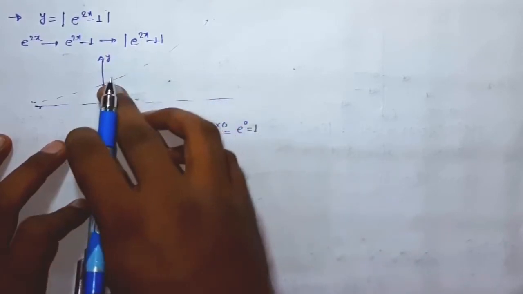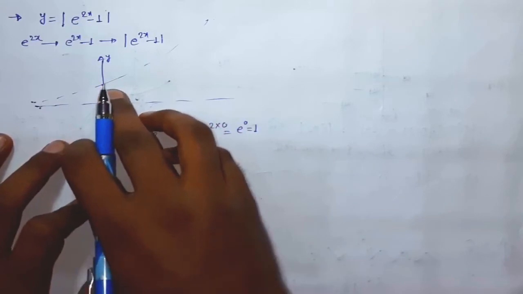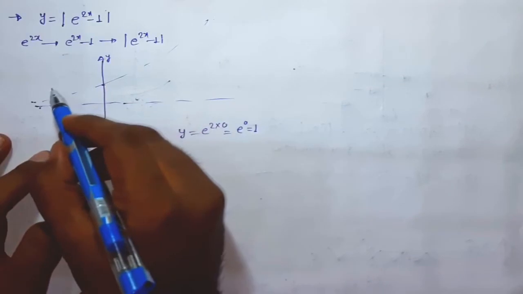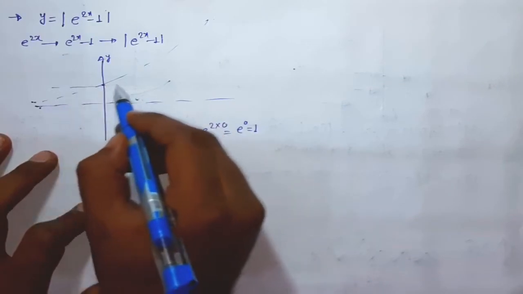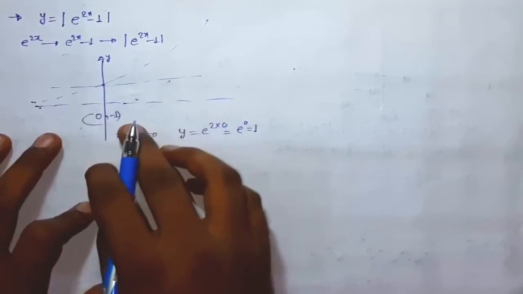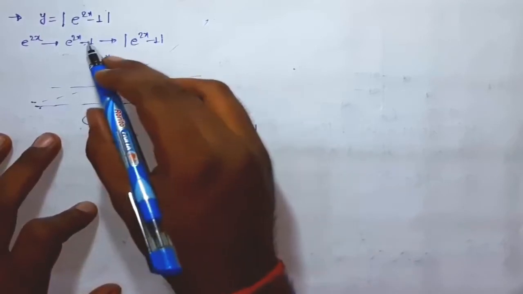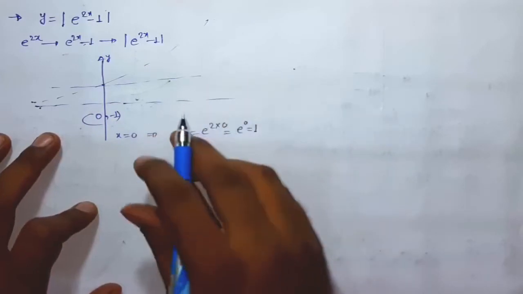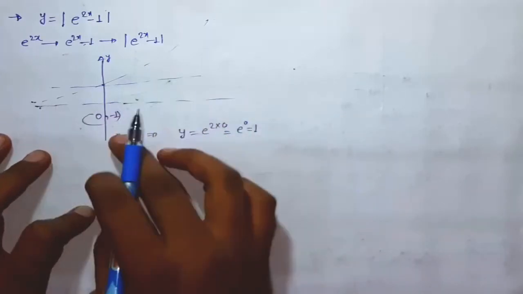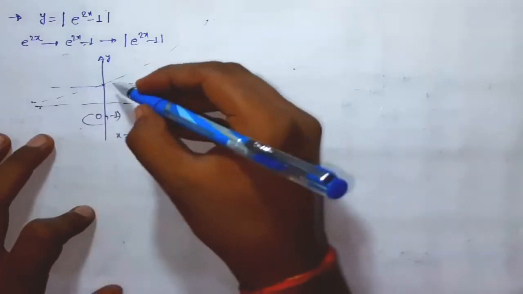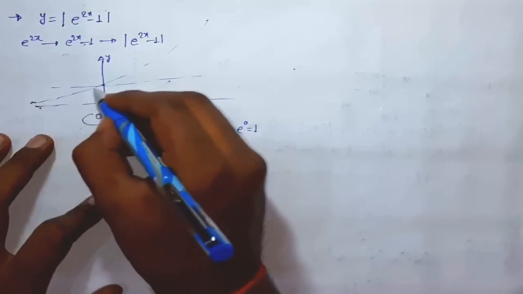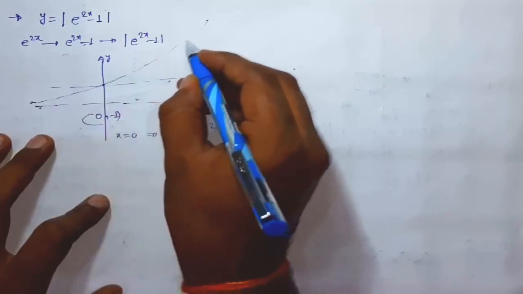Okay. Now we are going to shift this graph by a distance of 1 in the negative y direction. That means we are going to shift this line like this. Okay. This will be 0 comma minus 1. Okay. I hope it is clear. So we have calculated this graph. Now we need to actually draw this portion. We need to take a mod on this graph. Okay, so this is the graph of e to the power 2x minus 1.